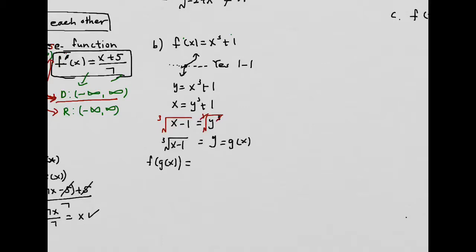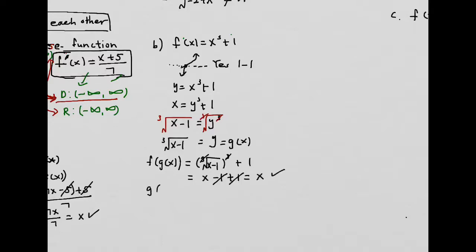We want to make sure that the g of x function is the inverse of the f of x function first. So if we replace x in f of x with g of x, where f of x is x cubed plus 1, all the x you're going to replace with g of x. We know the cube and cube root cancel out, so you end up getting x minus 1 plus 1. The minus 1 plus 1 cancel each other out, and you get x. So it checks out: g of x is the inverse of f of x.